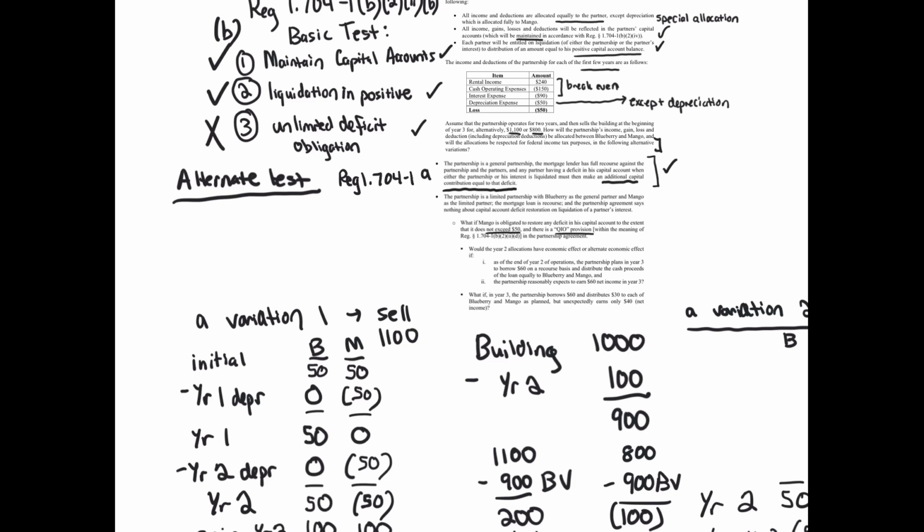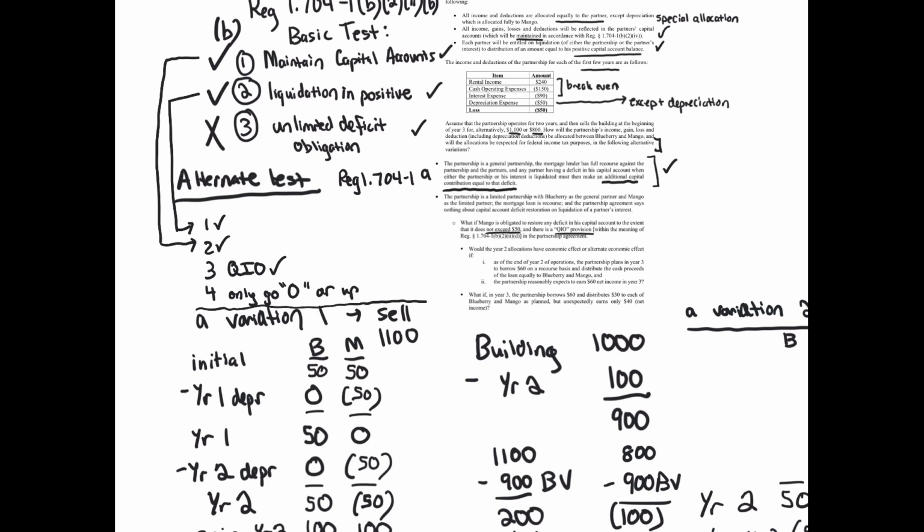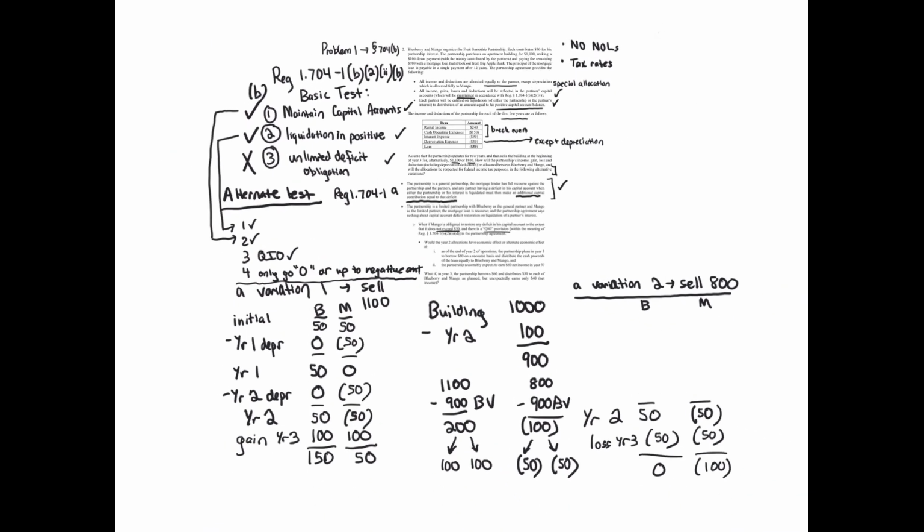And the alternate test says you have to meet the first two criteria of the basic test. You have to have a QIO in place. And the fourth requirement is that you can only go either 0 or up to your negative amount you're willing to give up, right? Which is the $50 here. You can't go unlimited is the point, unless you're a general partner. But here it's a limited partner, right?